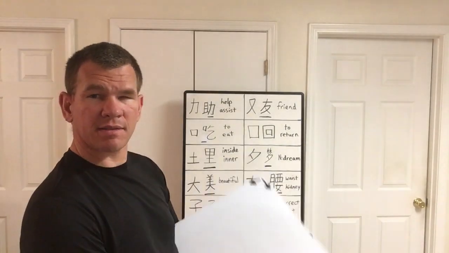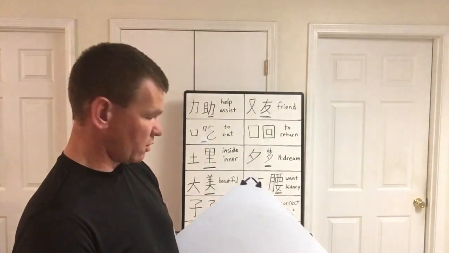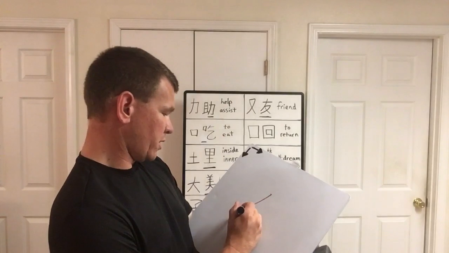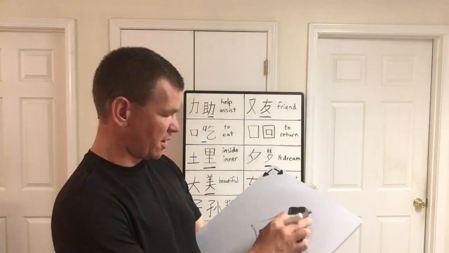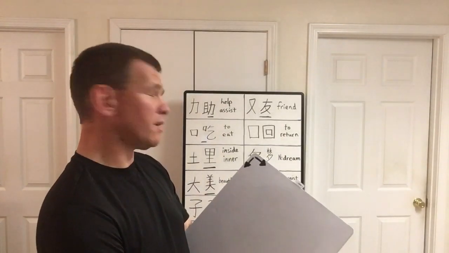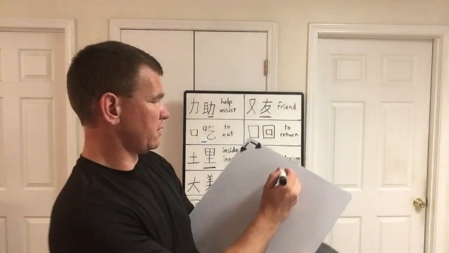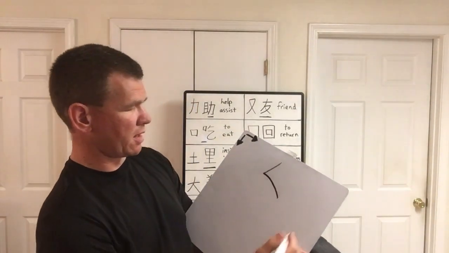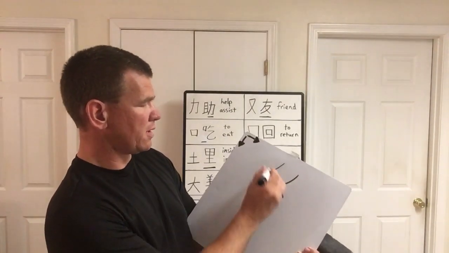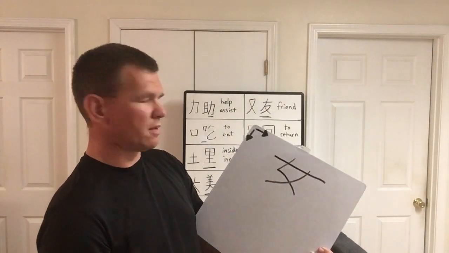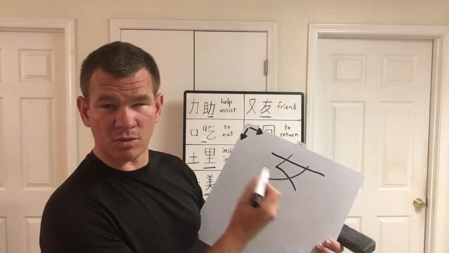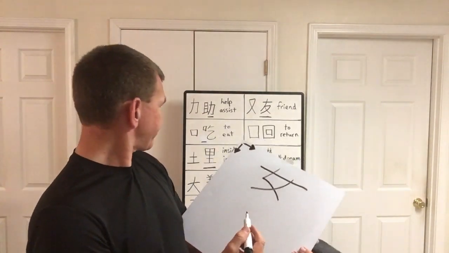Character number 8 is female or girl. Oh, I need to do that on top so you can see what it looks like by itself and what it looks like as a radical. 1, 2, 3. Only 3 strokes for female or girl.